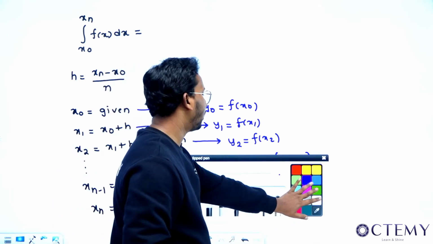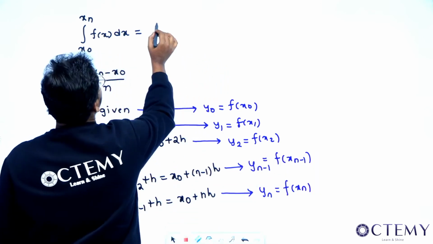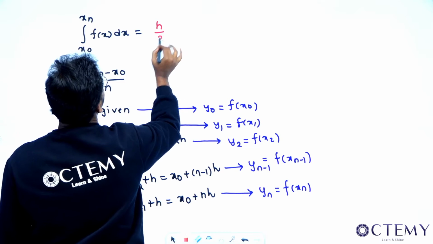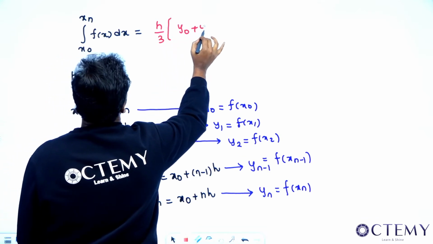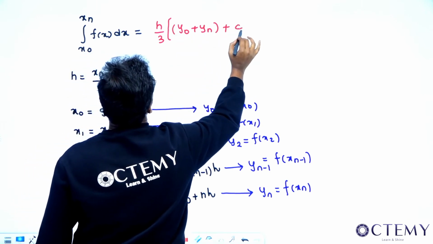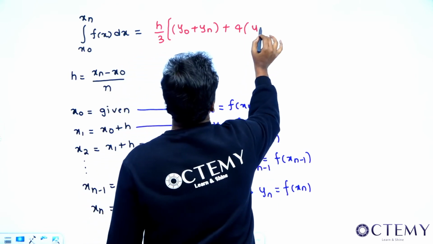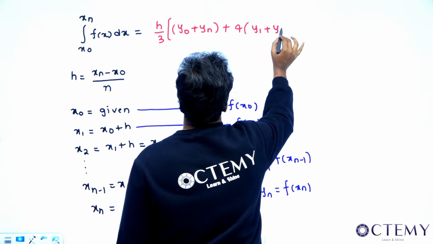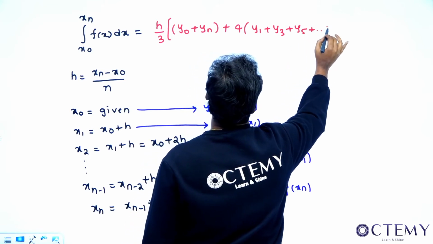Now you write the formula, sir. How do you write the formula? The formula can be written like this: h by 3 times, y0 plus yn you write, plus 4 times all the odd numbers. What will be the odd numbers, sir? The odd numbers will be y1 plus y3 plus y5 plus and so on.